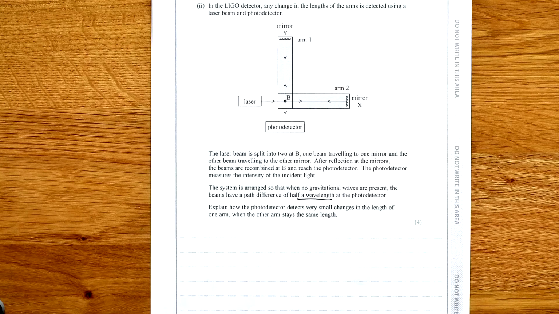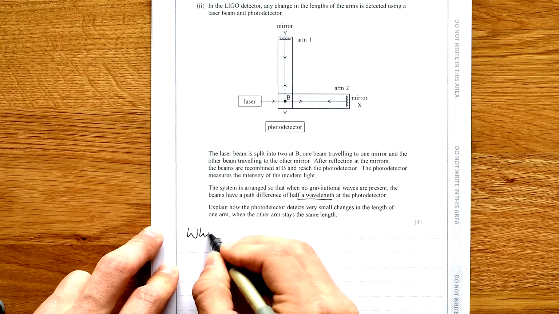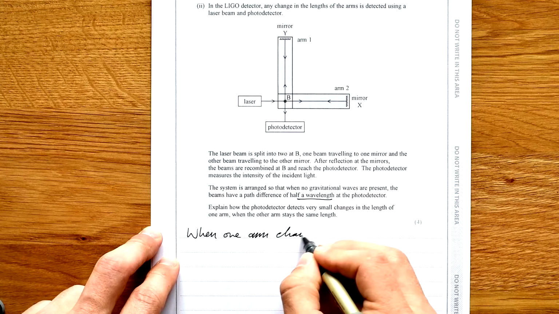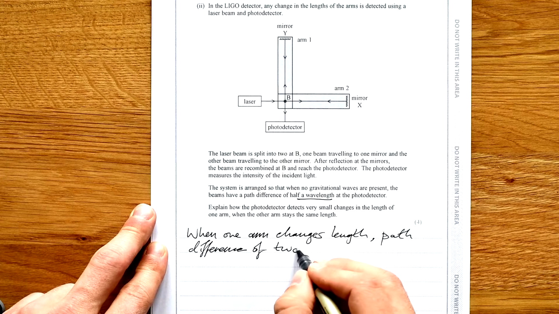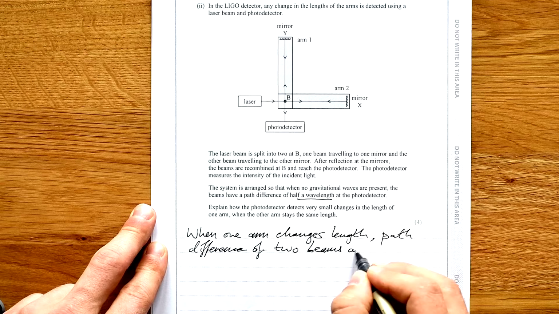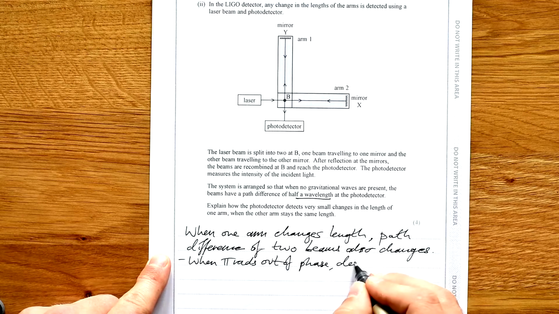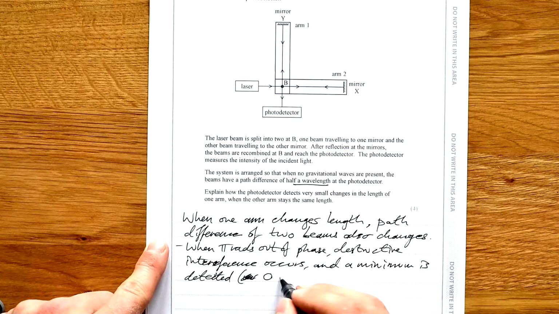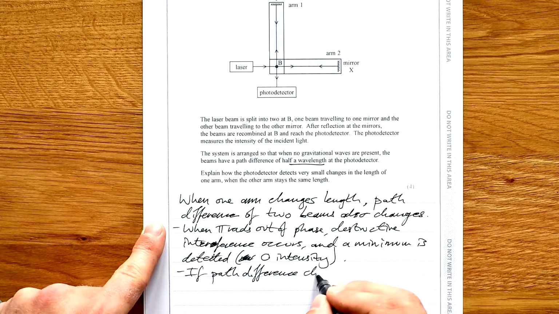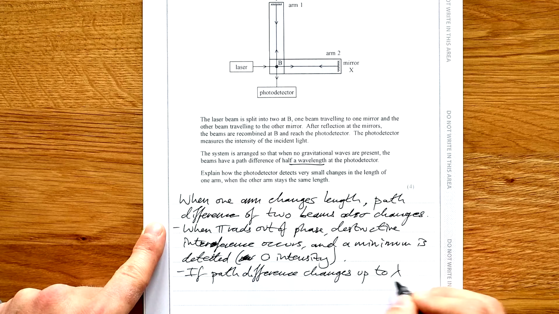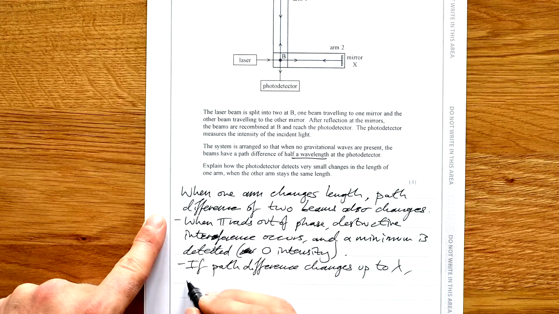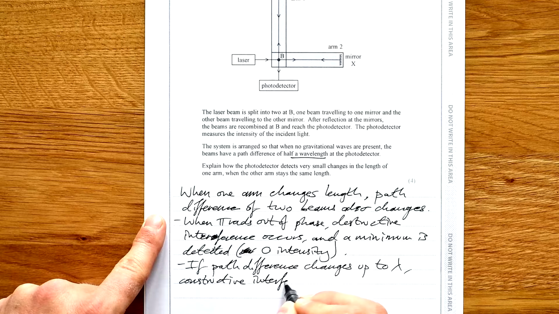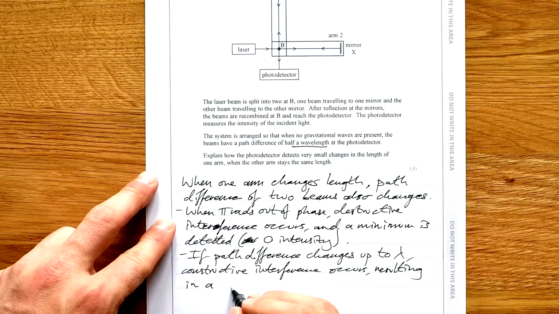Explain how the photodetector detects very small changes in the length of one arm when the other arm stays the same length. So we can just say when one arm changes length, the path difference of the two beams also changes. When pi radians out of phase, destructive interference occurs, and a minimum is detected. We can say zero intensity. If the path difference changes up to 1 lambda, constructive interference occurs, resulting in a maximum.